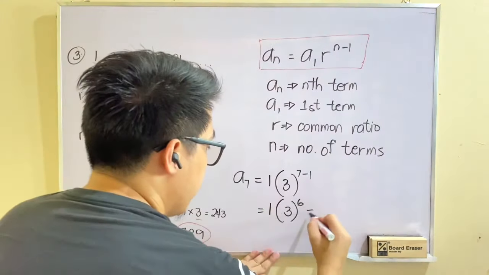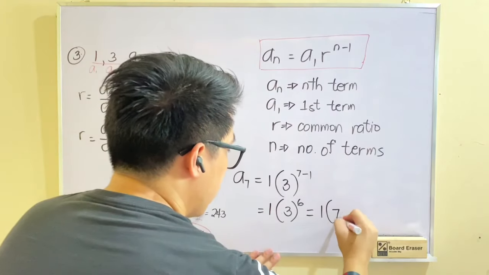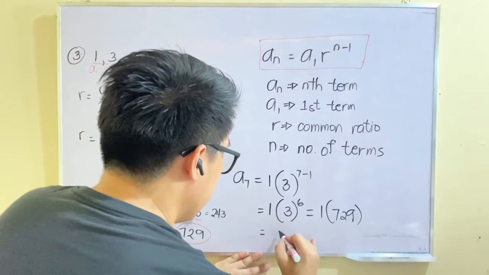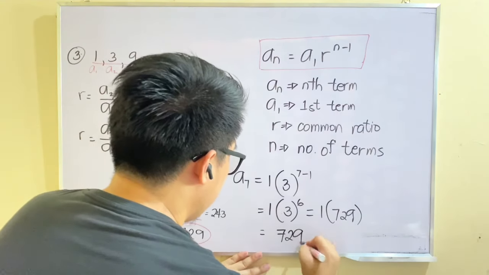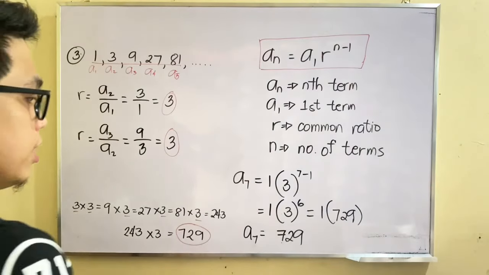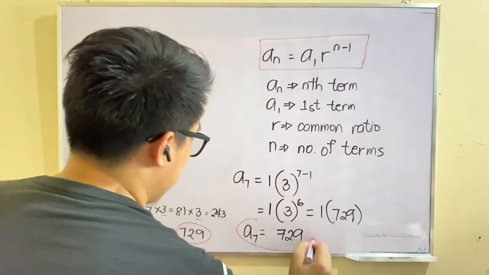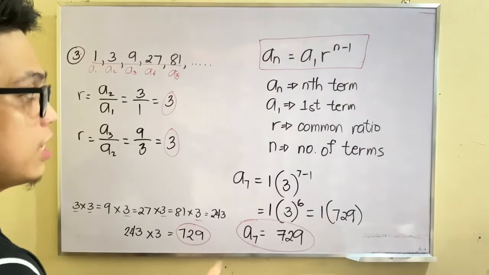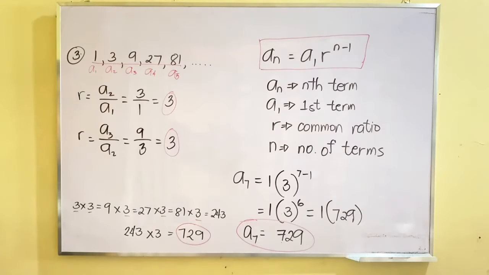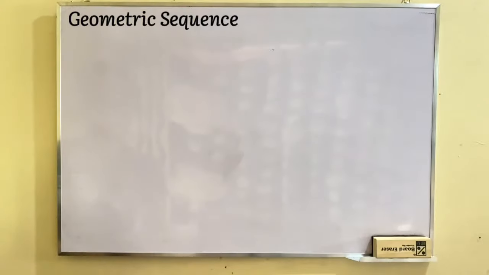So, equal natin siya. 1 times 729 is equal to 729. Therefore, a sub 7 is equal to 729. And yung ating 7th term is 729. Good job! Okay, another example tayo.